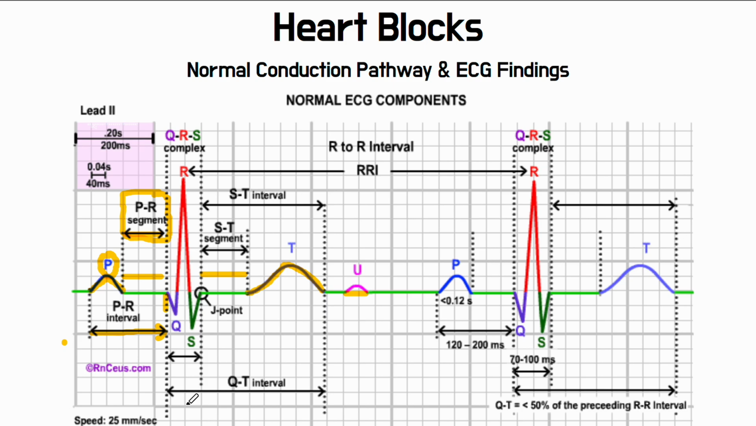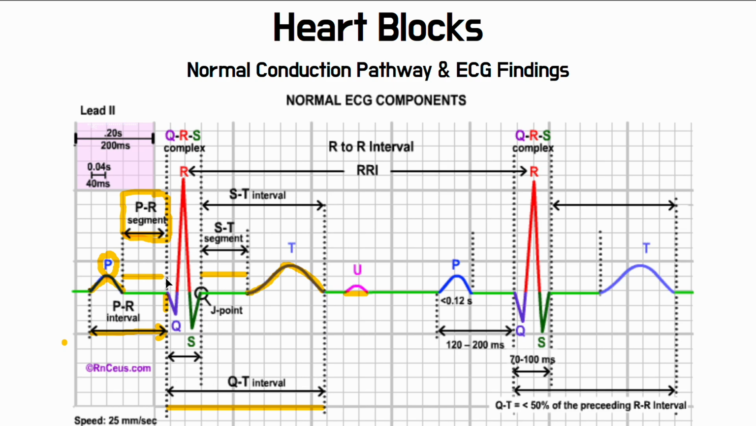So it is just the duration of QRS depolarization. There is the QT interval. This is very high yield. This is what is important for us, right? So the QT interval is the duration of ventricular depolarization plus ventricular repolarization, right?